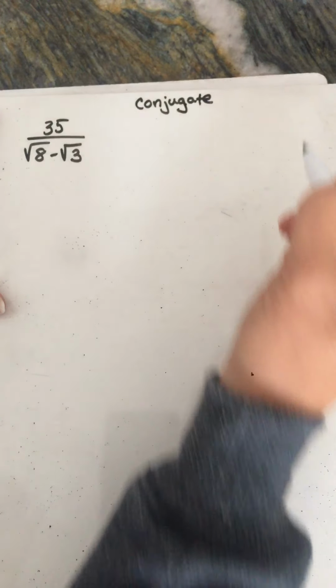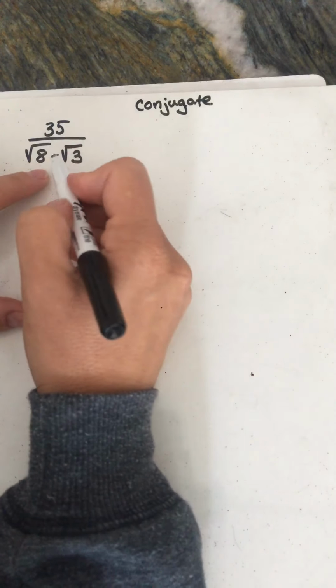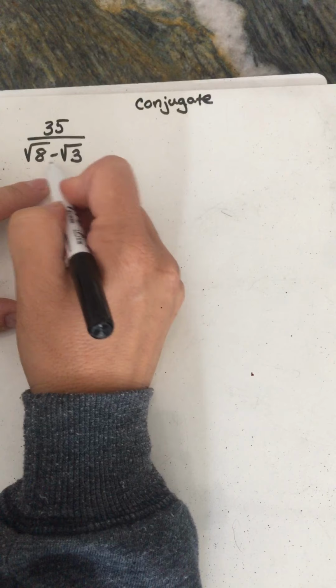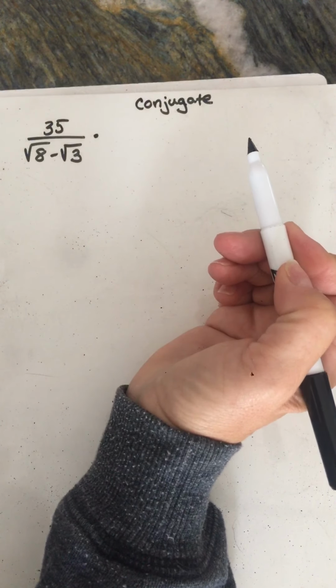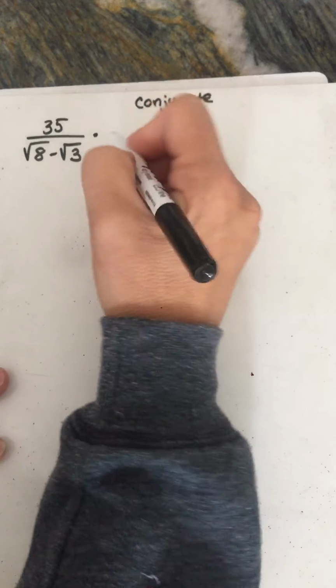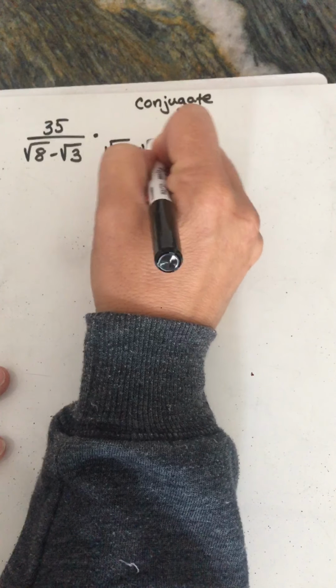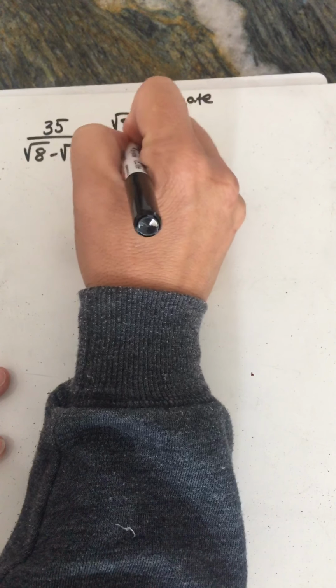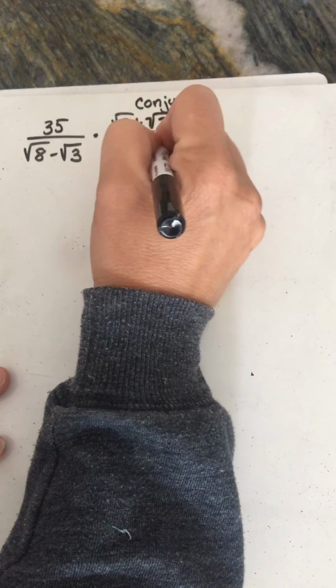Remember that word, maybe? The conjugate means the opposite operation. So this is subtraction. We're going to multiply by a binomial with addition. So the square root of 8 plus the square root of 3.